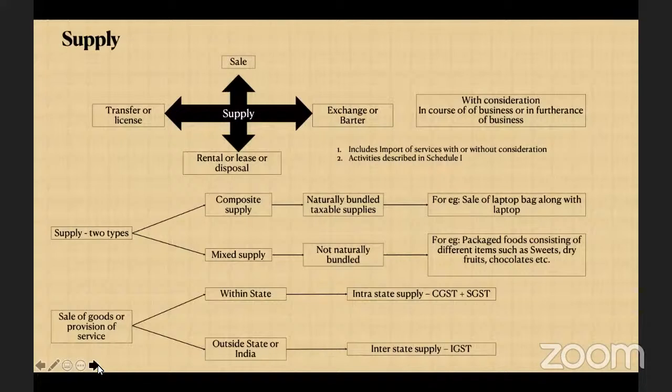Now, as for supply, the law has given a specific definition. Always remember, the definition I am going to speak about here is an inclusive definition of supply. That means anything can be supply. For purposes of illustration, the law has given a specific list of items that amount to supply. Now let us understand the definition the law has provided. The term supply includes sale, exchange, or barter, or license. Supply includes rental, lease, disposal.